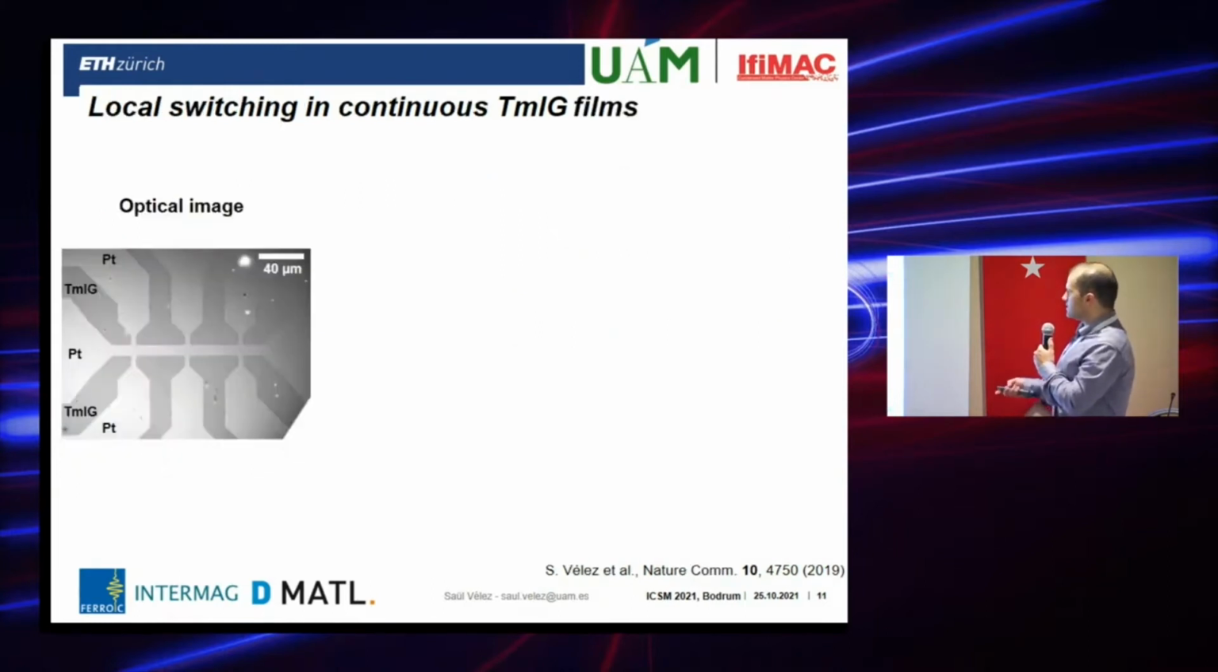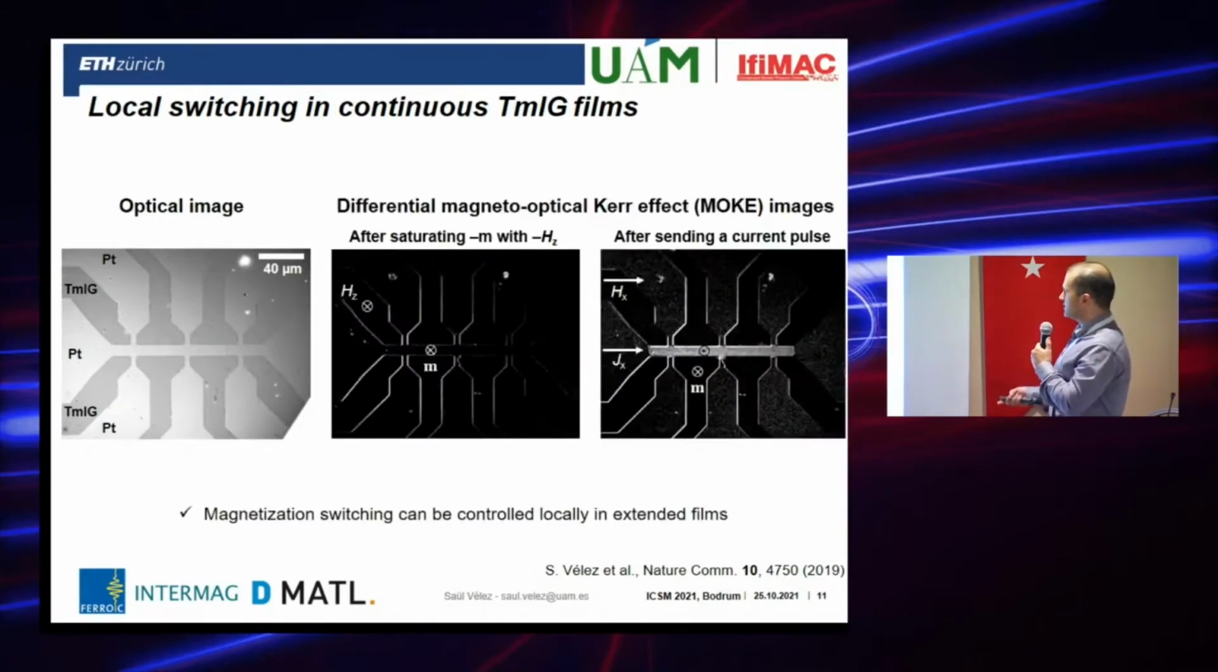So the question is how this switching occurs in the system, and for this we employed optical imaging, with MOKE with polar sensitivity. We first saturate the film down, then we apply a positive charge current, and then we see that this region switches from down to up. And we can see that we can locally control the magnetization because this is a continuous thulium iron garnet layer. So here we have thulium iron garnet, but we can locally control the magnetization underneath the current line.